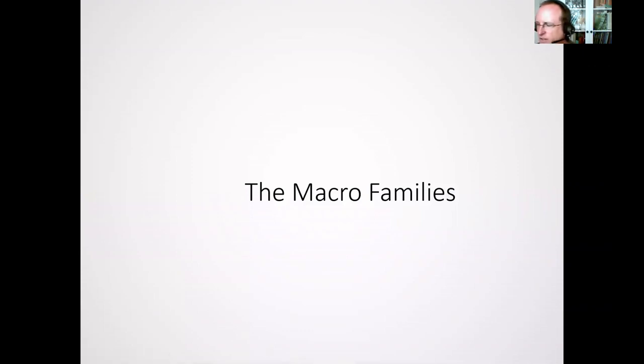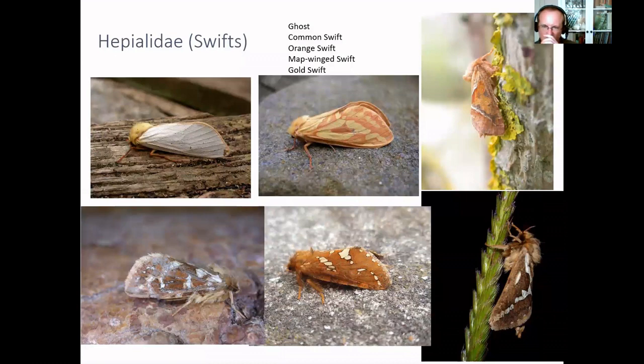Okay, so that's a little bit about how we get to where we're going. So let's have a look at the macro families, because this is really the nuts and bolts of how you identify a species, is getting to know the groups. I'm going to try and whiz through the first few of these. So, for example, the swifts. What makes it a swift? Well, they're very primitive. They look a bit odd. They all sit very tentiform, with their wings folded, roof-like across the back.